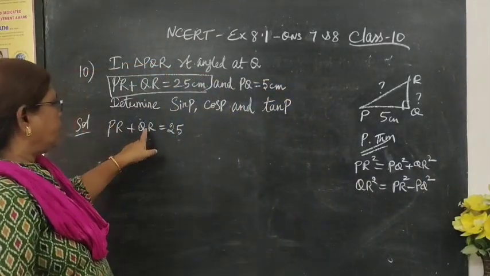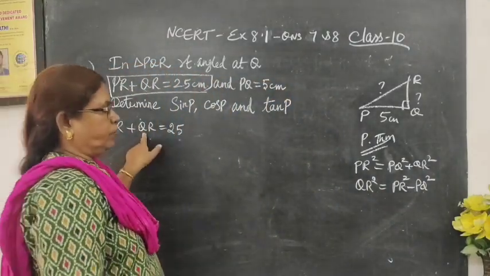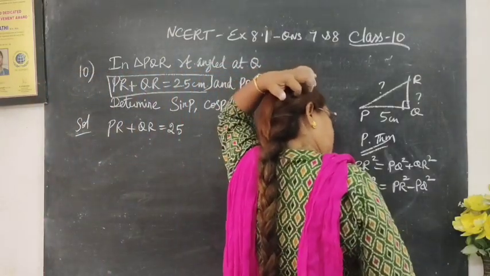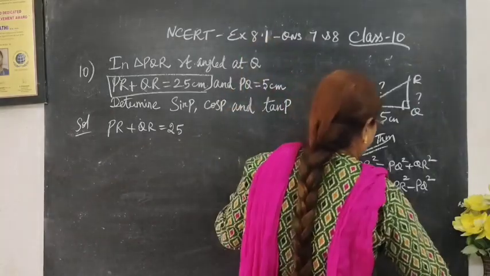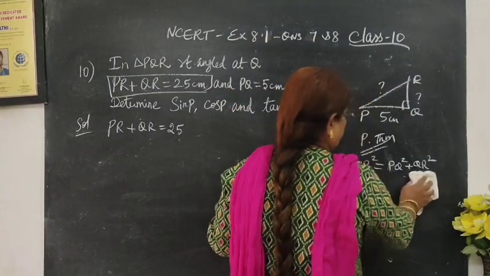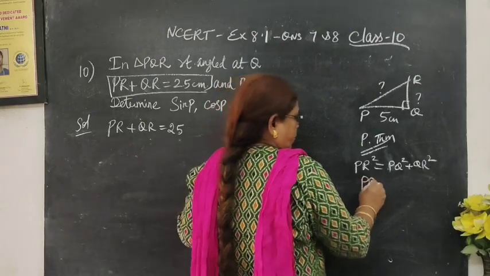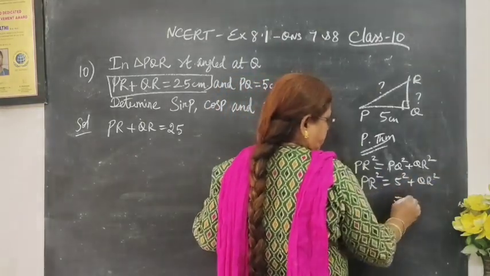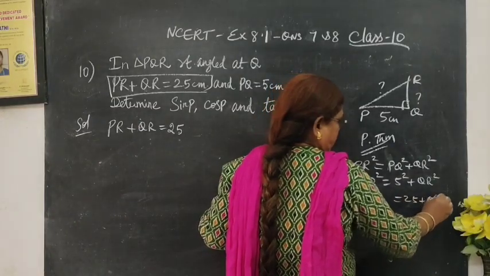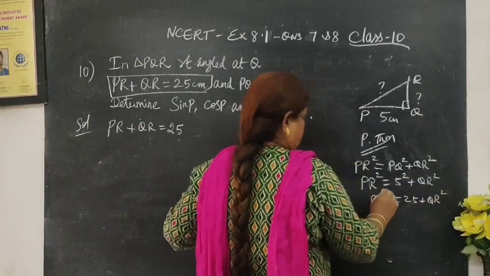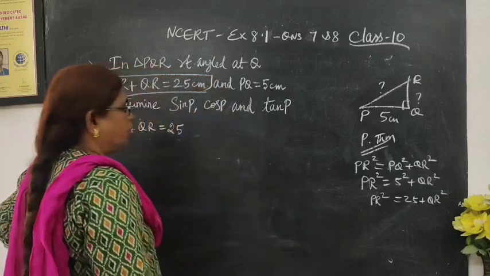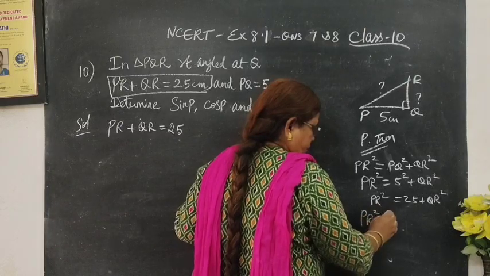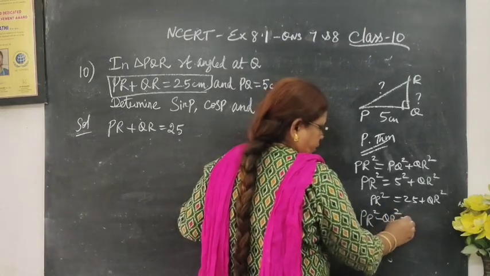Here PR plus QR, so that you can find PQ. PQ and already we know 5 squared. So this can be written as PR squared equal to 5 squared plus QR squared. So 25 plus QR squared. This is PR squared. So PR squared minus QR squared equal to 25.